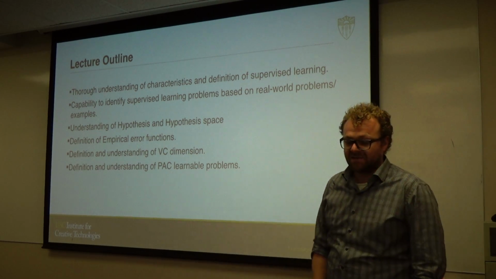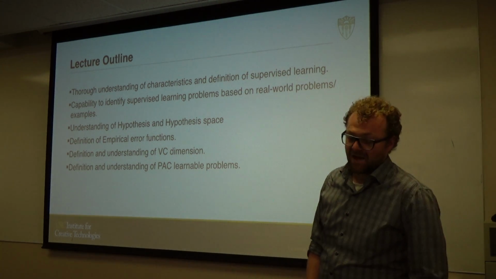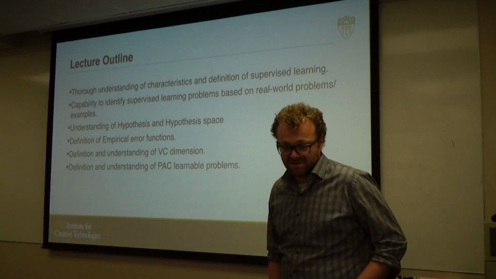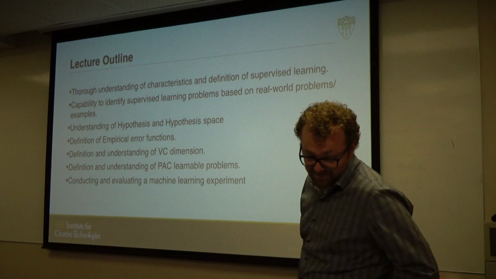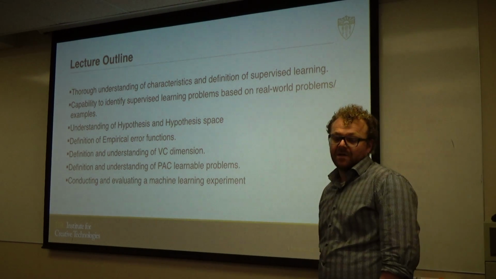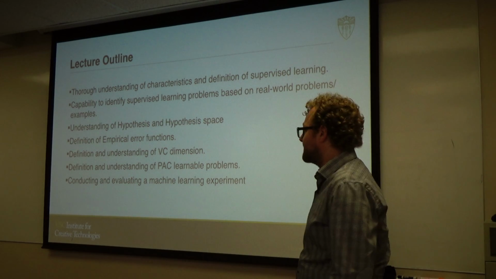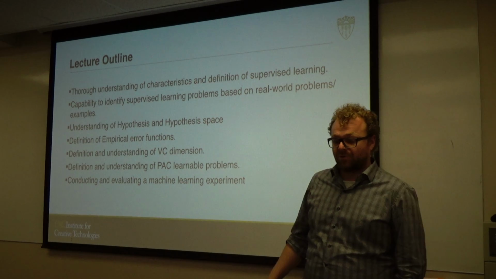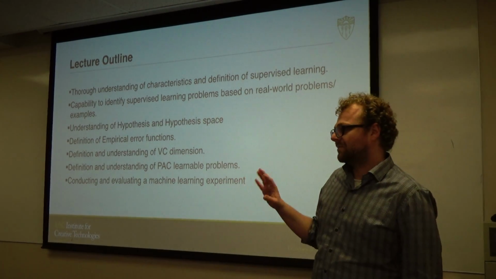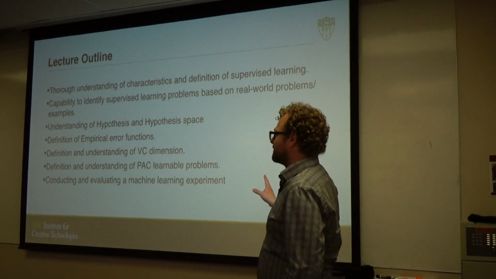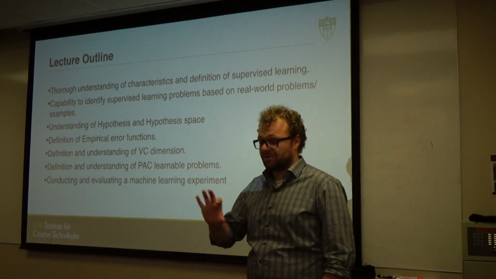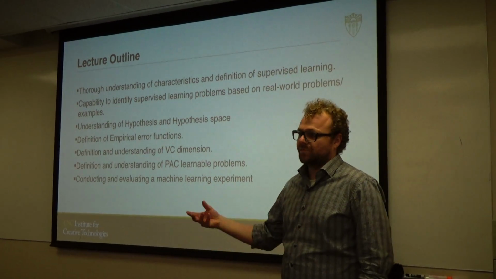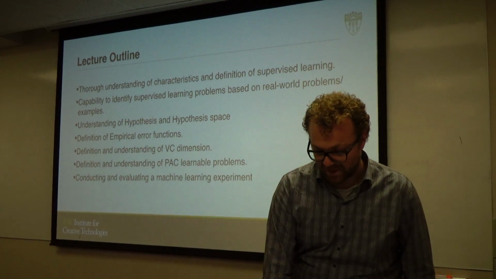Then we're going to define and try to understand PAC learnable problems. PAC means probably approximately correct. And we're going to talk about evaluating and conducting a machine learning experiment. I should have added here that we're also, maybe not this week, going to look at the difference between classification and regression. That's a different style of problem, even though regression is also supervised. So that needs to be added here.